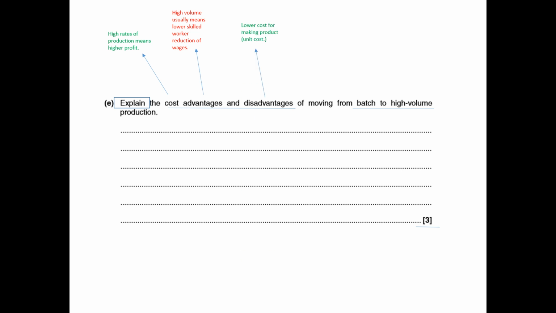Lower cost of making the product, so your unit cost goes down, which also brings the cost of the product down. And finally, you've got high setup costs. If you're moving from batch production to high volume, you're going to have to get a warehouse and also a factory to set it all up. So pause the video, have a go at structuring your response, then we'll go through the mark scheme.